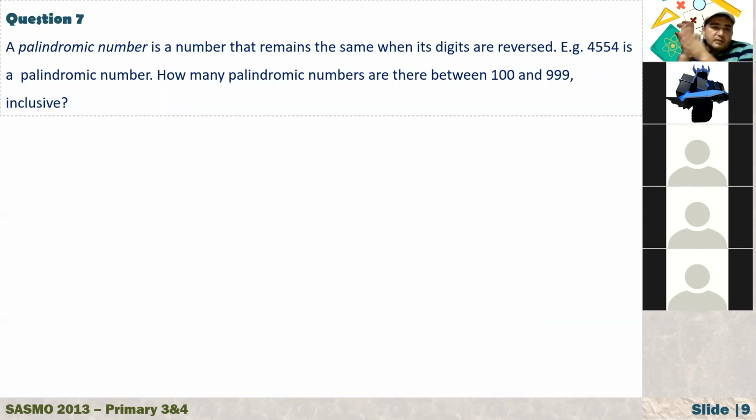All right, Yasmin, did you wake up or are you still sleeping? I was always awake. Yasmin, can you read the question for us? Sure. A palindromic number is a number that remains the same when its digits are reversed. For example, 4,554 is a palindromic number. How many palindromic numbers are there between 100 and 999 inclusive?